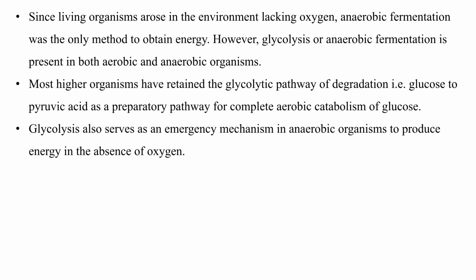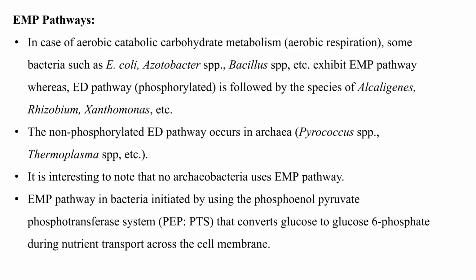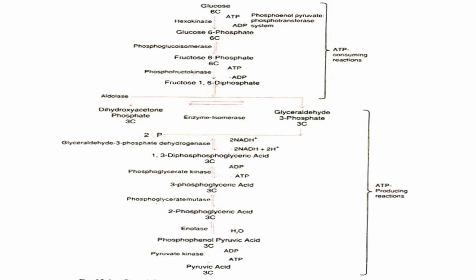Glycolysis is the initial phase of glucose metabolism, partially oxidizing sugar to pyruvate. The three main routes are glycolysis, or EMP, the pentose phosphate pathway, and the Entner-Doudoroff pathway. Glycolysis, or anaerobic fermentation, is crucial for obtaining energy in the absence of oxygen and is present in both aerobic and anaerobic organisms. Some bacteria, like E. coli, use the EMP pathway for aerobic carbohydrate catabolism. The non-phosphorylated ED pathway is seen in archaea.